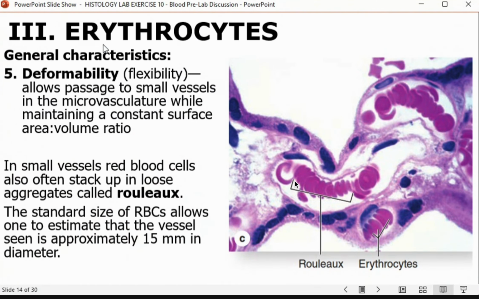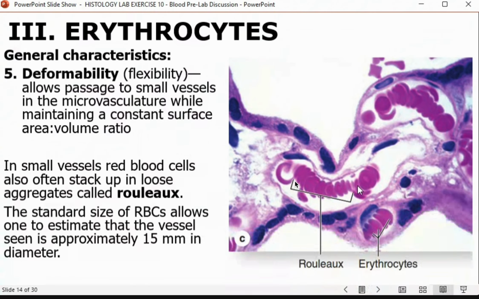And also, it provides some flexibility thanks to its shape. It has this characteristic called deformability, which allows passage through small vessels in the microvasculature while maintaining a constant surface area to volume ratio. You can see here in this slide, this is a blood vessel, and passing through this blood vessel are red blood cells. They are stacked in what you may already be familiar with, your rouleaux formation. They're stacked like this so that they can pass through very small capillaries without difficulty.